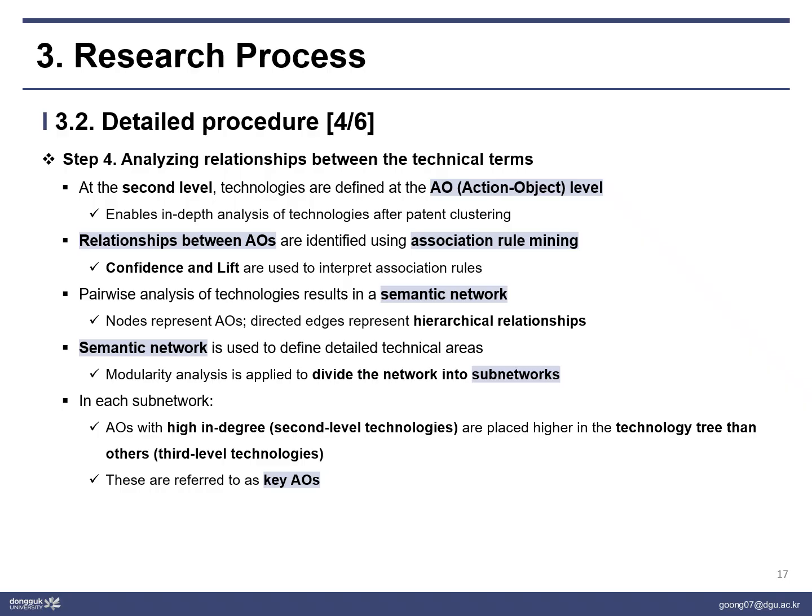The second level represents a more detailed AO level. To analyze the relationships among AO-type technologies, association rule mining is applied. Confidence and lift values are used to interpret the association rules. A semantic network is then constructed through pairwise analysis of the technologies. Finally, key AOs are identified using network modularity analysis.